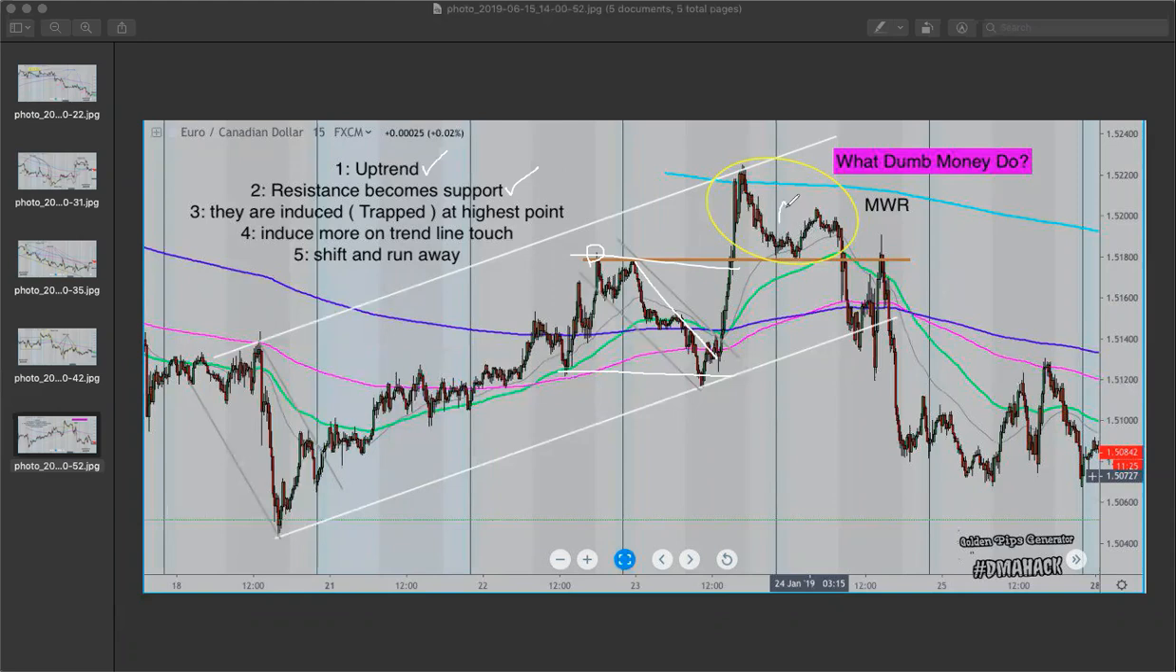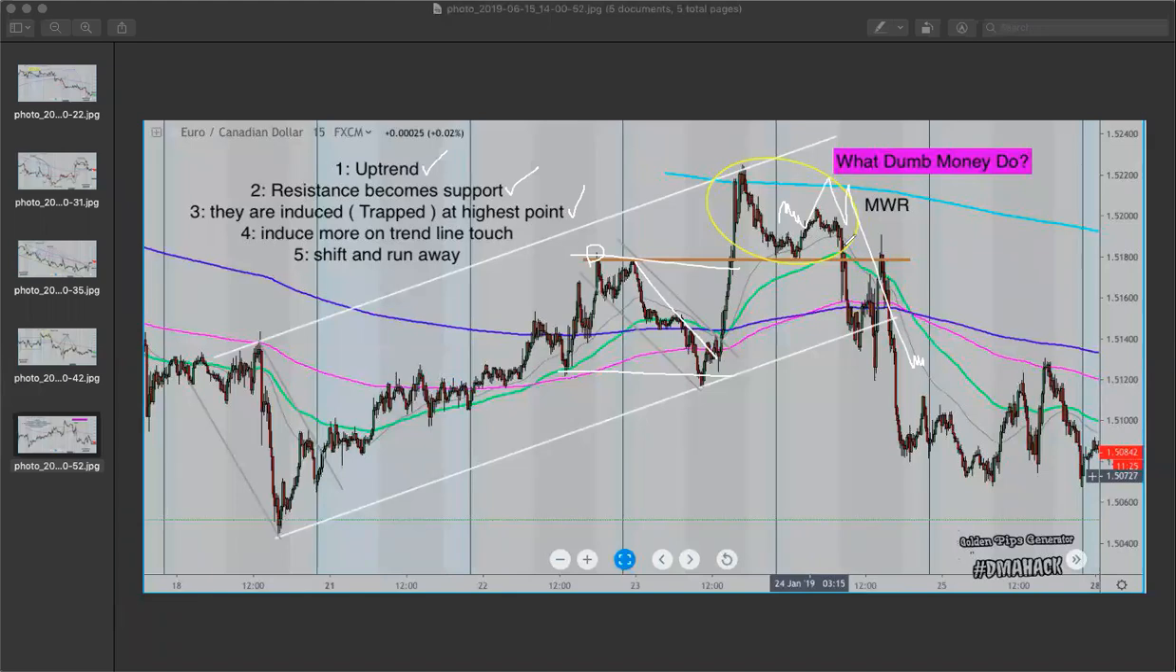So basically what I mean is daily structure. So daily structure happens here again. Now this daily structure is checked for the third. They're induced, trapped at the highest points.